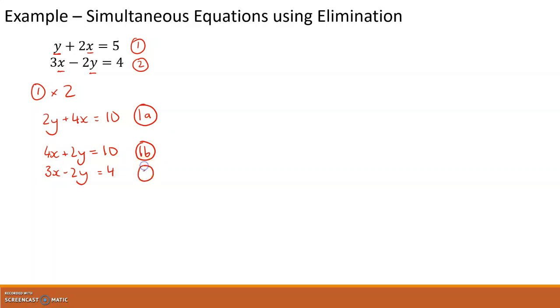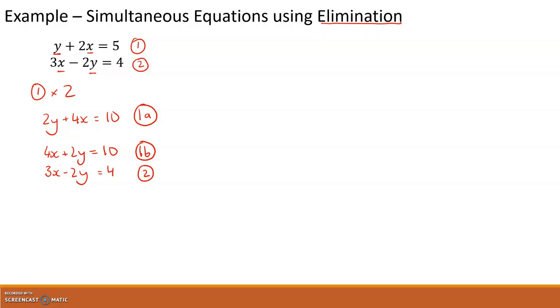And that's equation 2. Now, the reason I've done this is because it might help you to visualize what the working will look like. So what I'm going to do is equation 1b plus equation 2. Because when I do that, I have a positive 2y, and if I add negative 2y, positive 2y plus negative 2y is equal to 0. So I would be cancelling the y's out from the equation. And that's why we call it the elimination method, because by doing that, I'm eliminating the y's from the equation. So let's do that now.